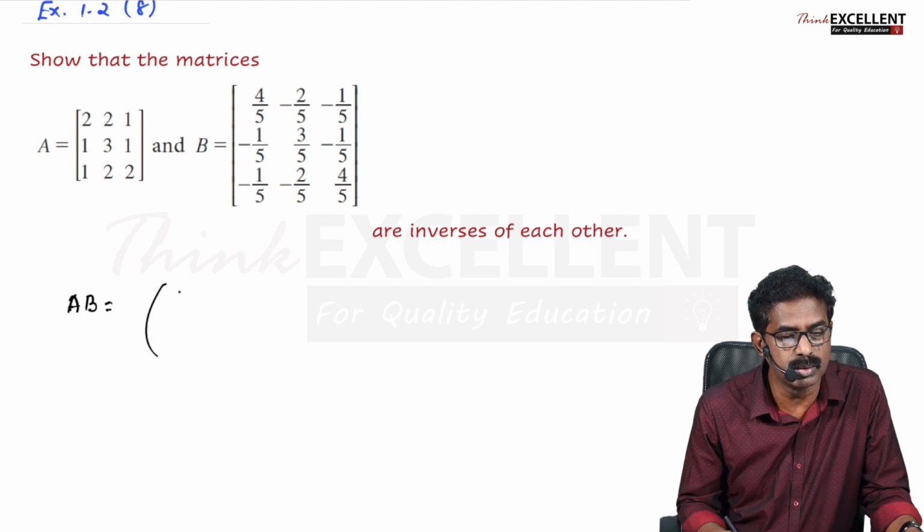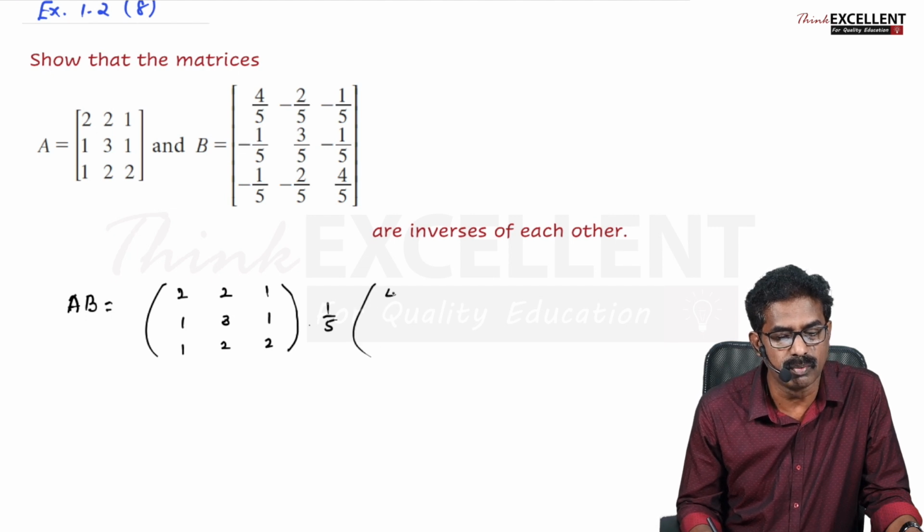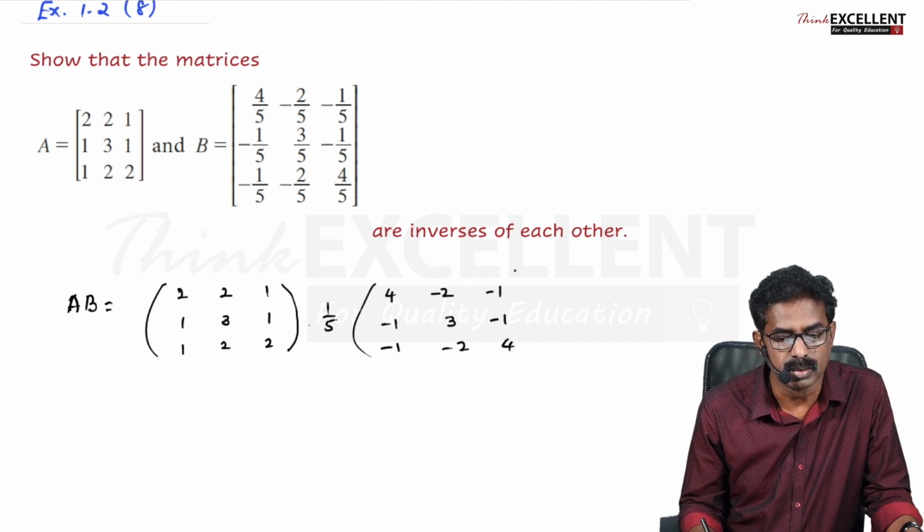So A is 2, 2, 1, 1, 3, 1, 1, 2, 2, into B. In B, I'm taking 1 by 5 outside. So what do you get then? 4 minus 2 minus 1, minus 1, 3 minus 1, but then again minus 1 minus 2, 4. So this is A into B. So that 1 by 5 we write as it is.